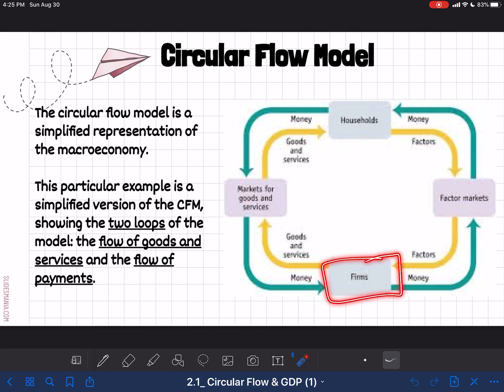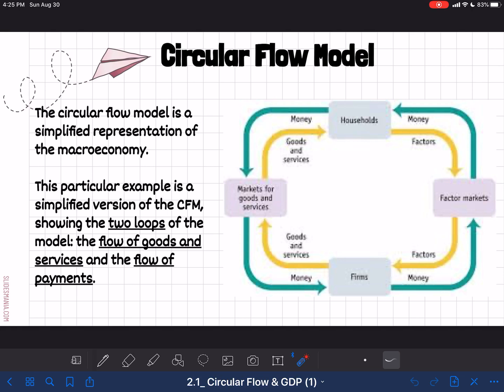Firms is the third player. Those are our businesses. So Amazon would also be a firm. Coca-Cola, Toyota, Apple, any of those big businesses would be considered a firm. And then our final player is the factor market. So the factor market is just where you go to work. This is where your job is. So if you work at Target, you go to the factor market, Target.